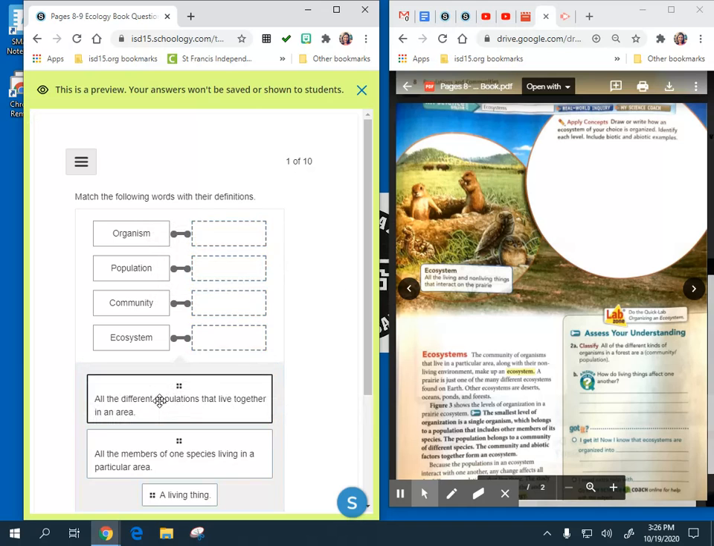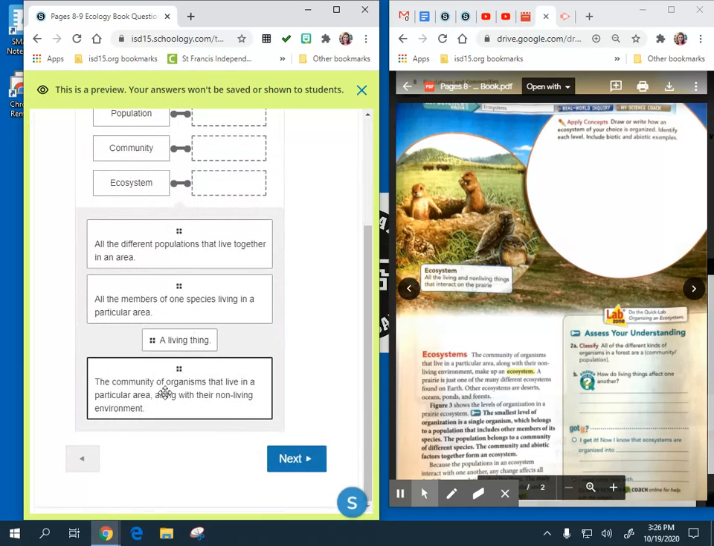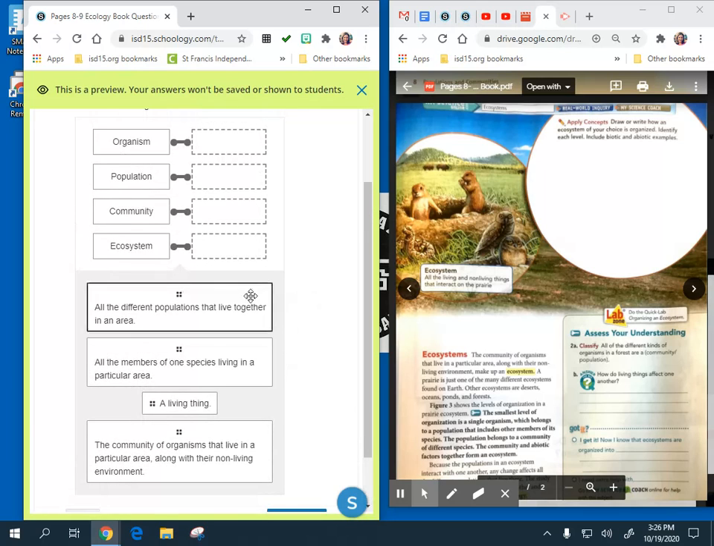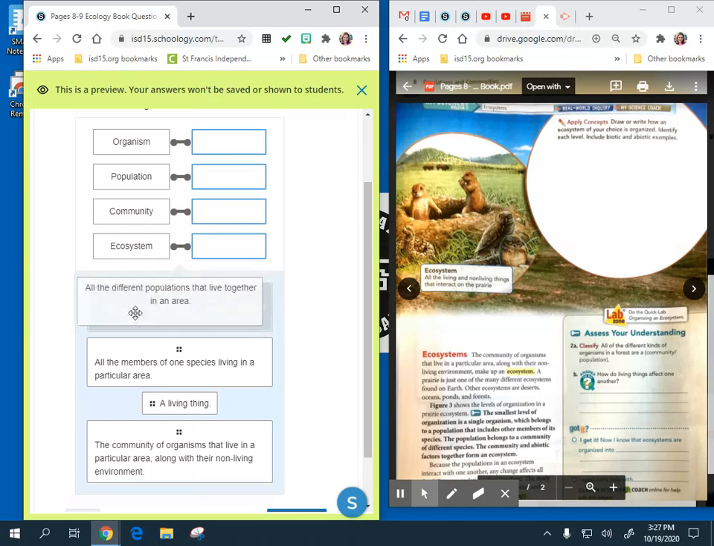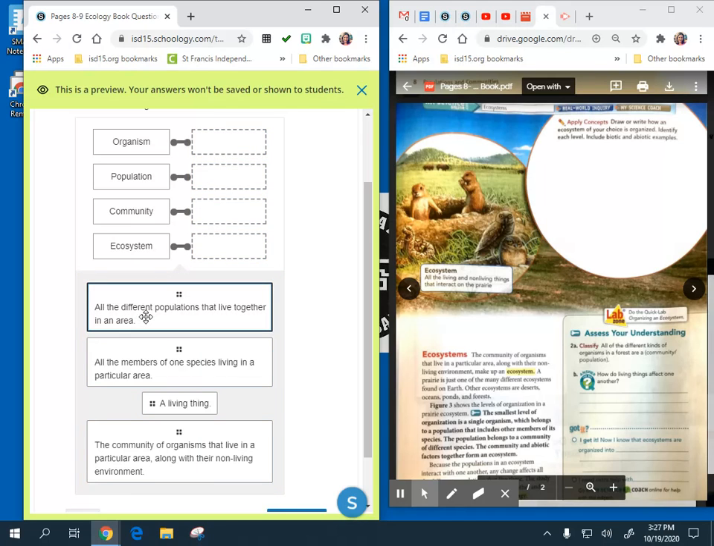Is that an organism? Where did it go? Is that an organism, a population, a community, or an ecosystem? All the different populations that live together. Was that an organism, a population, a community, or an ecosystem? Again, you're going to drag and drop that one where you think it belongs.